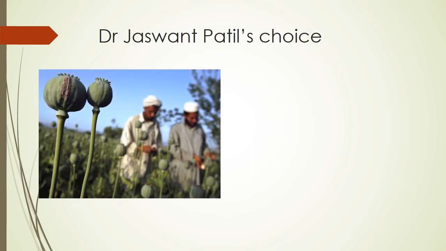I'm sure you can recognize this plant, and you can see or recognize the people who are cultivating it. Yes, you're right, this is opium. And Dr. Jaswant Patil used opium in a potency of 1M. Isn't it remarkable that we came to the same conclusion using a much simpler but a more artful method of analysis? That really is the beauty of homeopathic analysis if we keep individualization as our prime motive.